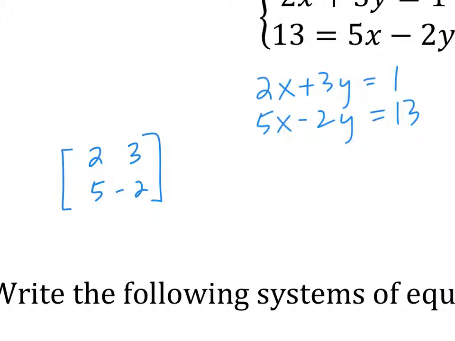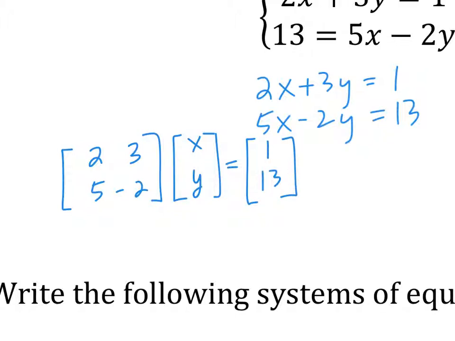The next matrix is the... No, I just swapped it. Take this whole thing and yeah. Okay, and then the next thing we have is the XY matrix or the variable matrix, and that's equal to the constant matrix. Okay, so this is the coefficient matrix. This is the variable matrix, and this is the constant matrix.